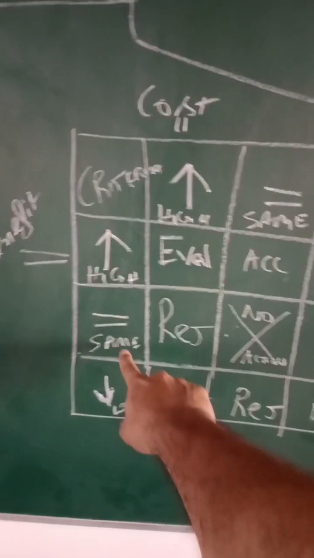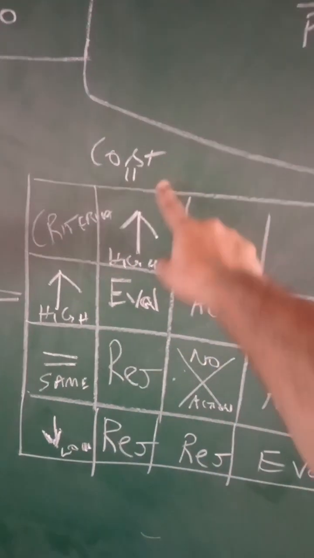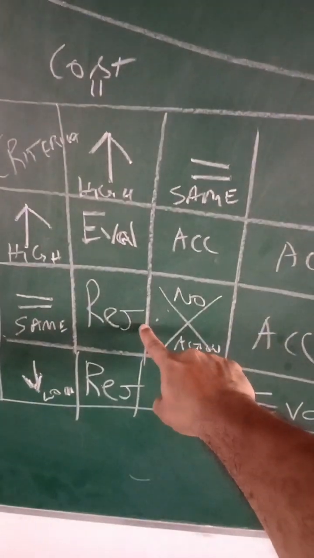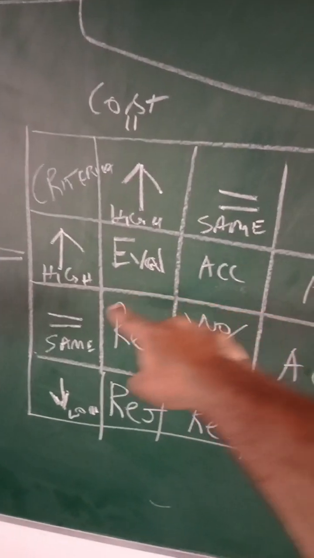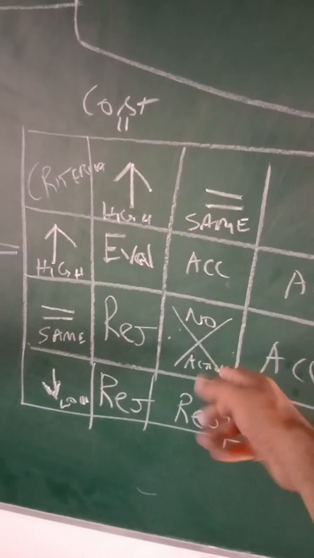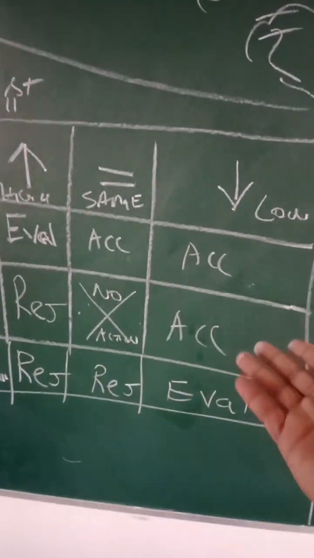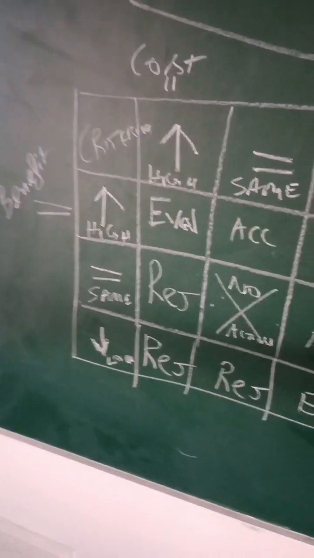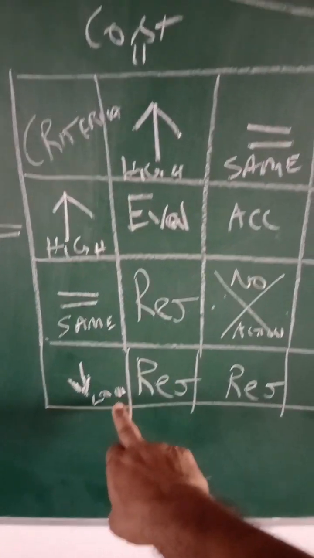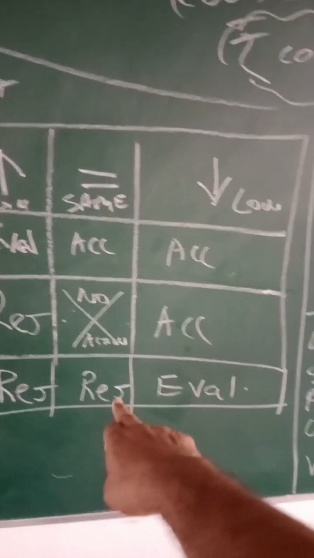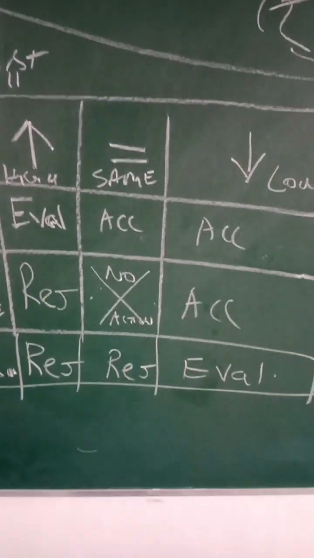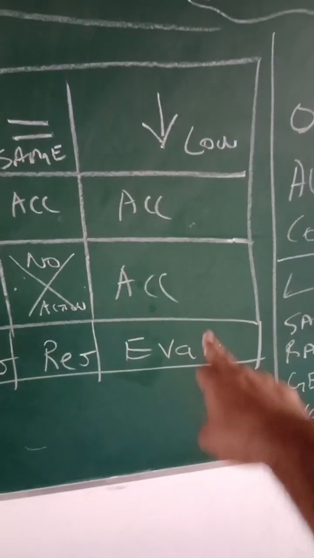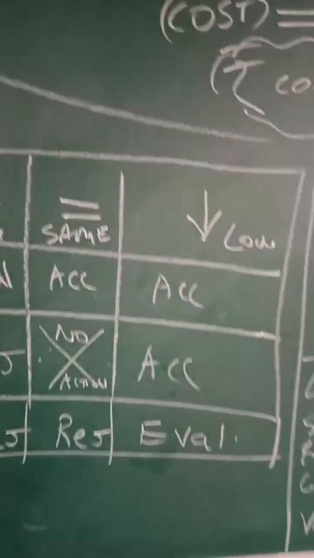The same way, benefit is same and the cost is high, then you need to reject the therapy. And when the benefit is same and the cost is also same, we need not take any action, or we can think whether to take it or not. When the benefit is same and the cost is less, then we can accept that. And when the benefit is low whereas the cost is high, you need to reject it. When the benefit is low, the cost is same, you can reject it. And when the benefit is low and the cost is also low, you can evaluate it.